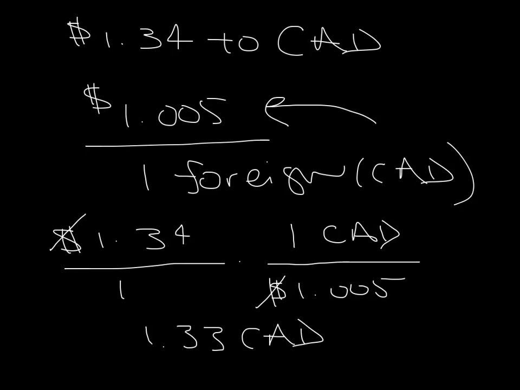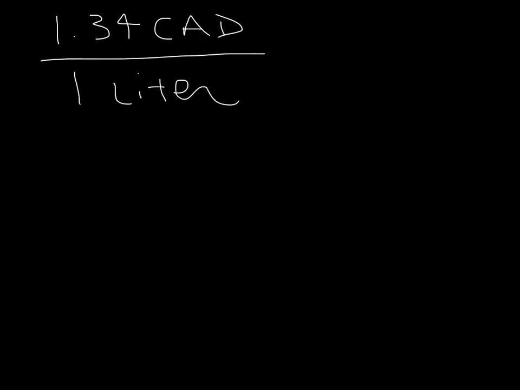So let's do one to do a little bit more converting. Let's say we have gas that is $1.34 Canadian dollars per liter. Well, we know that when we do gas in the United States, we do it as dollars per gallon. So we need to change the $1.34 Canadian, and we need to also change the liters.